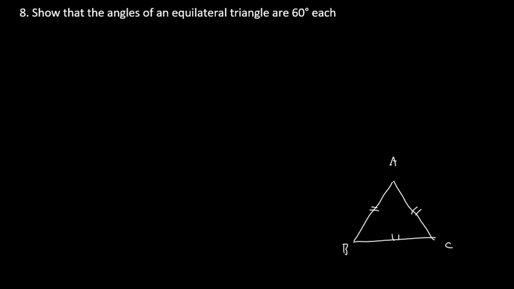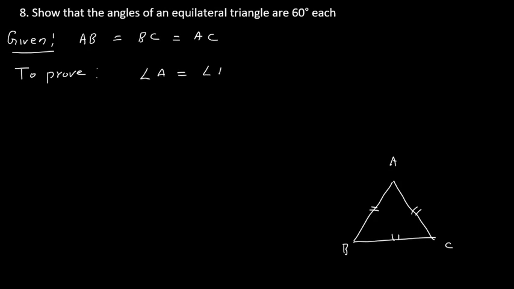So here in the given I will write AB is equal to BC is equal to AC. So AB equals BC equals AC is given. Okay, what we have to prove? We have to prove that angle A is equal to angle B is equal to angle C is equal to 60 degrees.